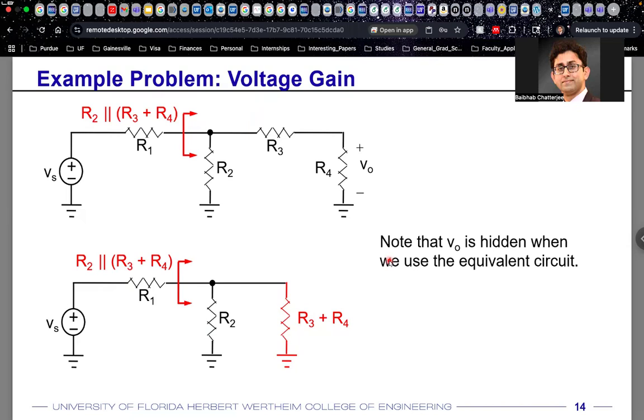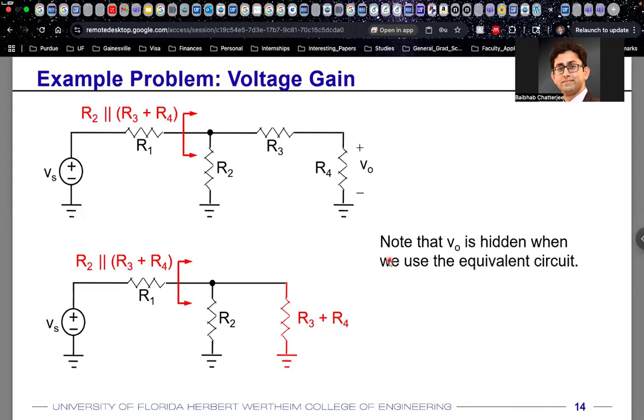So I can simplify this and draw a resistance which is R3 plus R4. Now you see that it is hard to define your output voltage because your output voltage is now hidden. Your output voltage was the voltage across R4. Now you do not have a resistance that is called R4. You just have R3 plus R4. So you have to keep in mind that your output voltage is now hidden, and we'll go back to that later. So you have R3 plus R4.